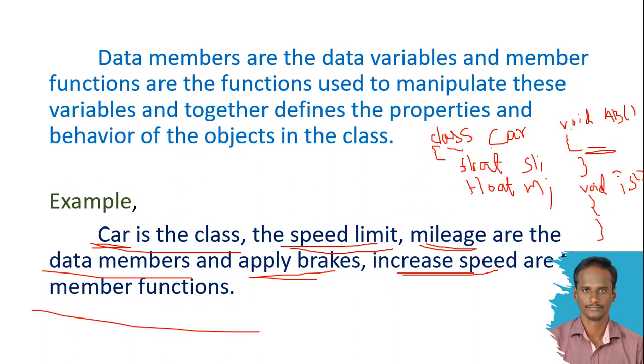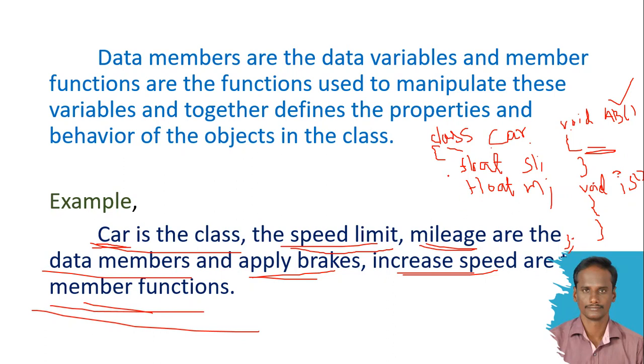So what happened? Class is the keyword. Class name is car. It consists of two data members: one is float speed limit and another one is mileage. Again, we have two member functions: apply brakes and increase speed. There are no more data members and no more member functions, so after that I'm closing the class. How do we identify that the class is closed? It ends with a semicolon.